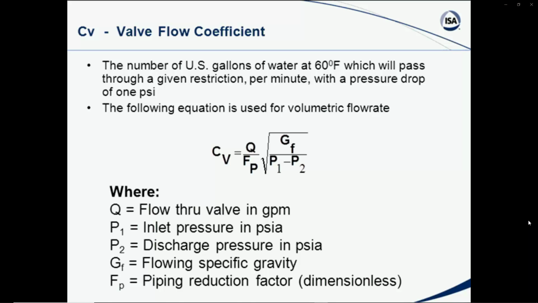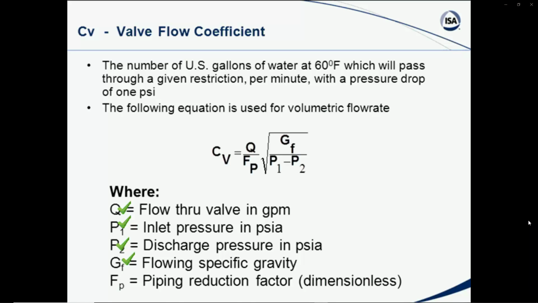All right, first of all, I mentioned C sub V earlier. That's the valve flow coefficient. That is defined as the number of U.S. gallons of water at 60 degrees that will pass through a given restriction. In this case, it's going to be a valve wide open per minute with a pressure drop of 1 psi. So the maximum C sub V of a valve is strictly defined by this equation. It is the flow through the valve in gallons per minute with a 1 pound differential of water, specific gravity 1.